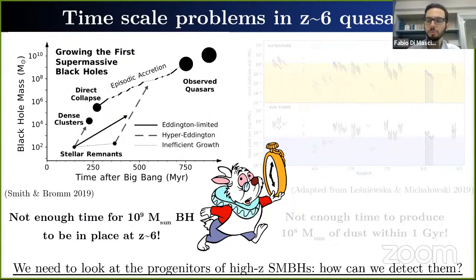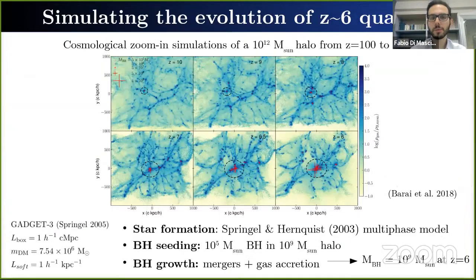And so, is there a way to detect more of them and to learn more about the origin of the supermassive black holes? So we adopted a cosmological simulation in order to address this problem. We considered the suite by Barai and collaborators in 2018, in which an overdensity of the universe corresponding to a halo of 10^12 solar masses is followed from cosmological conditions down to redshift 6. These simulations are carried out with Gadget-3, with standard prescriptions for stellar physics, and an additional prescription for black hole seeding and growth that correctly forms a black hole of 10^9 solar masses at redshift 6.